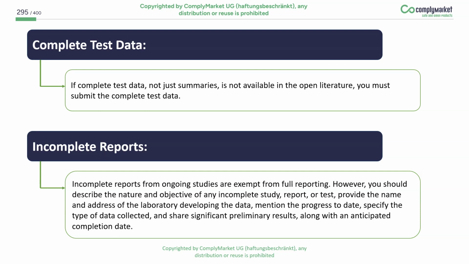If in the open literature we don't have a complete set of test data, then you have to provide it. Here you need to provide complete test data, not just summaries. If it is not available in open literature, you must submit complete test data. Incomplete reports are exempt from full reporting. However, you should describe the nature and the objective of any incomplete study reports or tests, and you provide the name and address of the laboratory developing the data, mention the progress to date, and specify the type of data collected, and share significant preliminary results with an anticipated completion date.